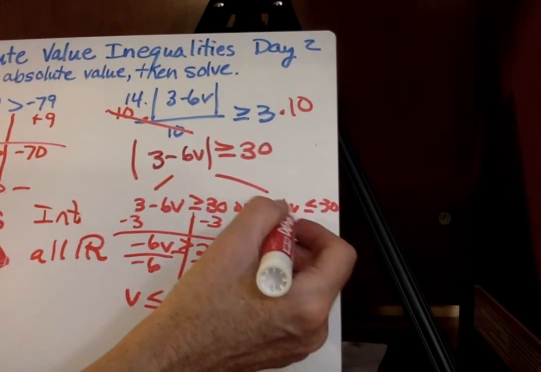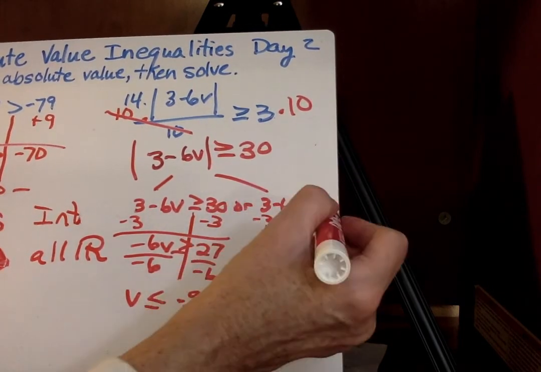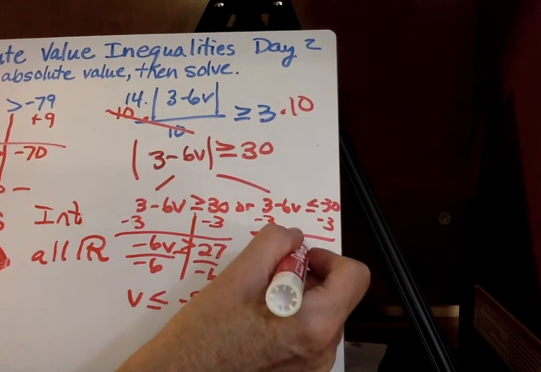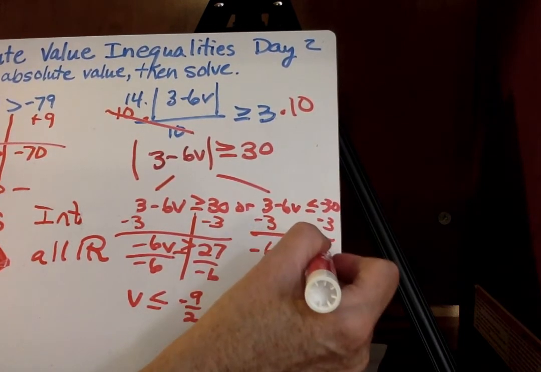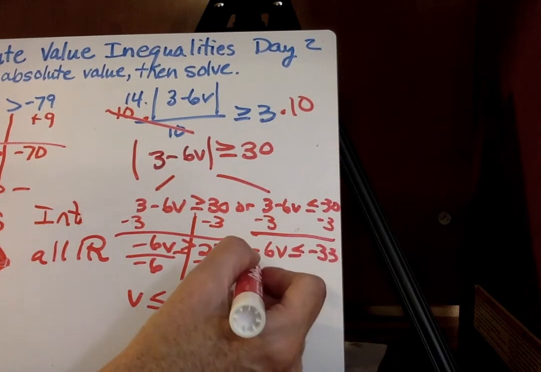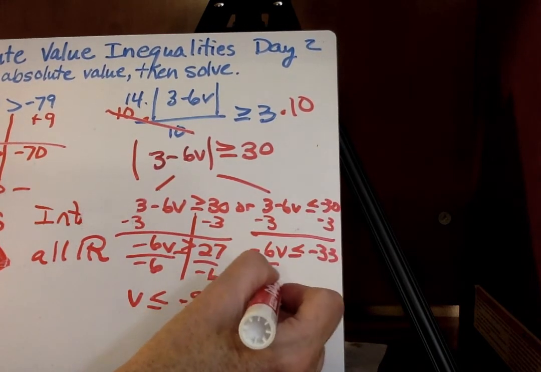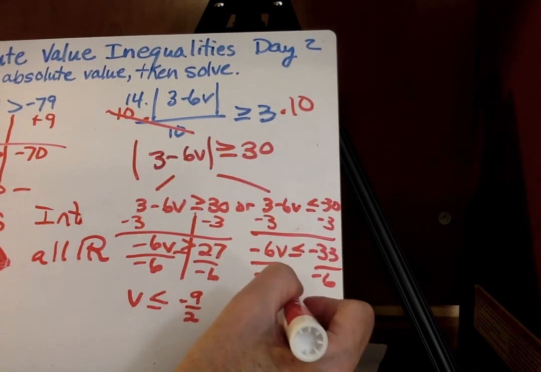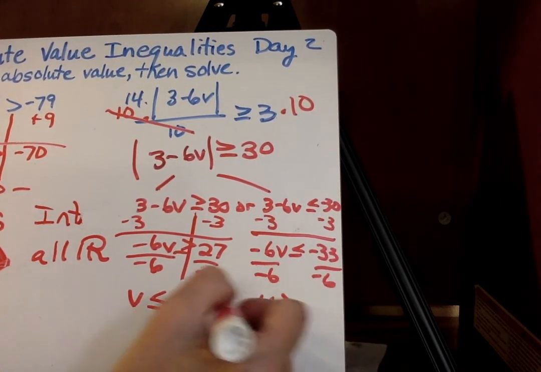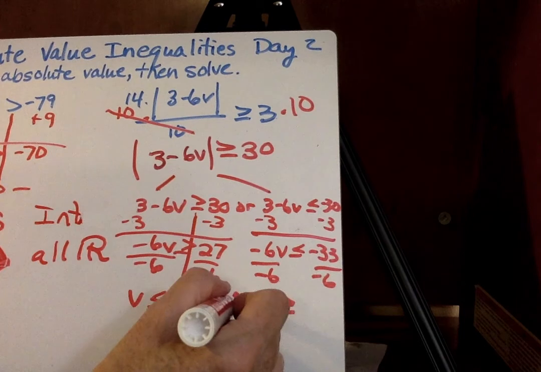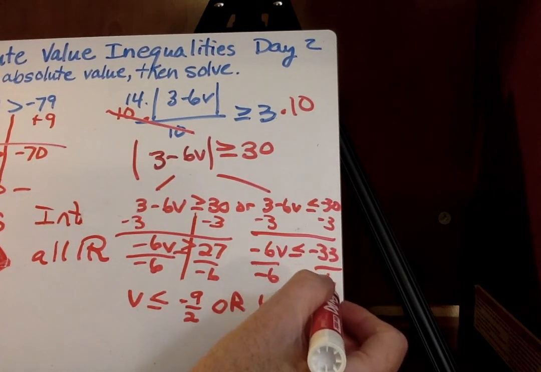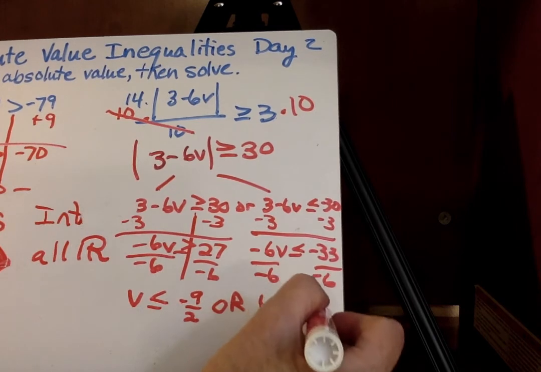Now I'm going to solve this other one. I'm going to go minus 3, minus 3. Now I get negative 6v is less than or equal to negative 33. Divide by negative 6. Oh, guess what? I get to switch the sign here too. Again, it's an or. 3 will be 11 halves, and it's positive.